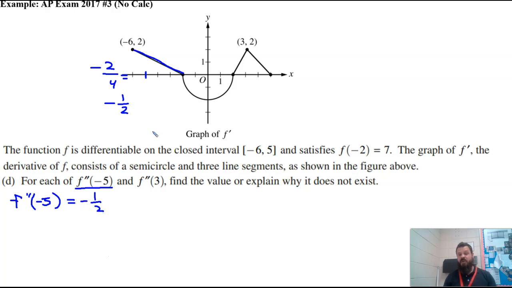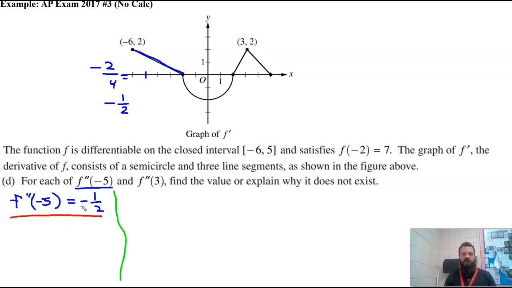All right, I suppose we could have been more technical if we had points and used a difference quotient where we went y2 minus y1 over x2 minus x1. But here it's okay to just count. Now, as far as find the value or explain why it doesn't exist, it doesn't say to explain why this is this. We'll just say there's our first answer here.